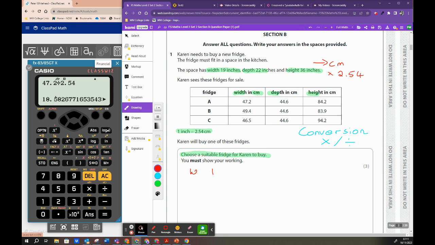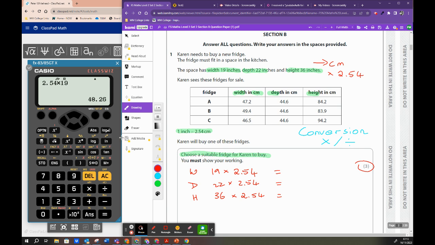Okay, so let's go ahead and do each of those. Width, 19 times 2.54, depth, 22 times 2.54, height, 36 times 2.54 equals. Why am I writing all this down here? Because it says you must show your working. This is a 3-mark question. If I just give an answer with no working, that's going to be 0 marks. You must show your working.